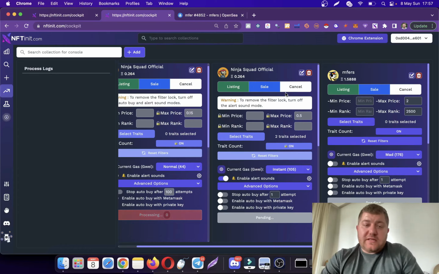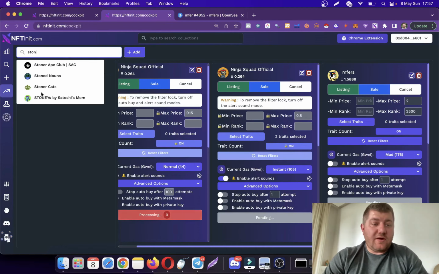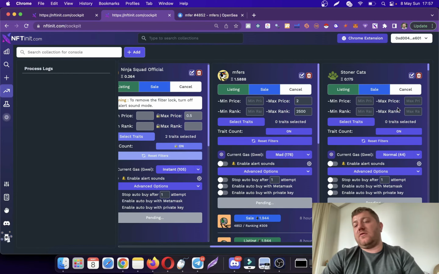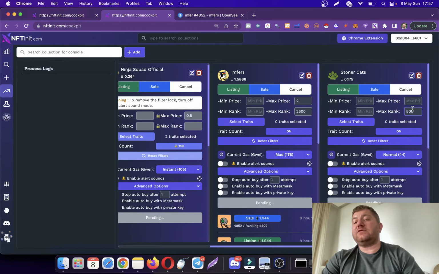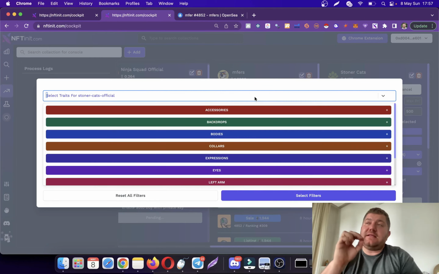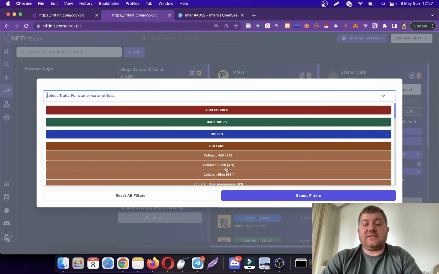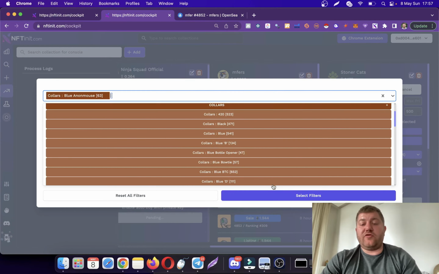And if you wanted to, let's pick another collection. Let's pick Stoner Cats. We already got one and sold one, if you remember. So for this collection, what you can do is you can actually use the ranking. So let's say for first 500, and then you can combine this with traits as well. You can say that I want something to be either in the first 500 rankings, or I want something which has this kind of rare, I don't know, blue and mouse trait.